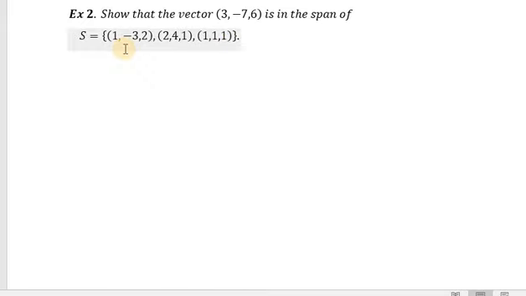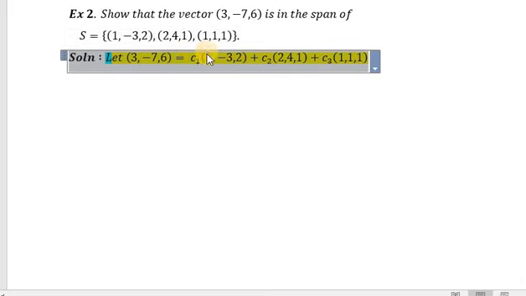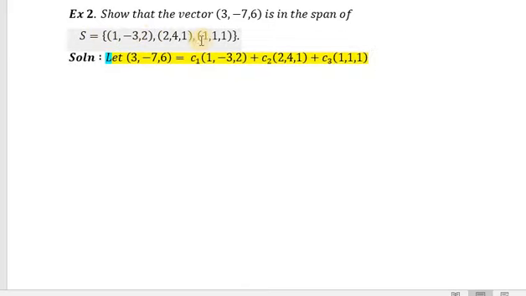To show that it belongs to the linear span of this, first we should show that it is a linear combination of these vectors. Let us consider (3, -7, 6) equal to the linear combination of these three vectors, that is C1 times (1, -3, 2) plus C2 times (2, 4, 1) plus C3 times (1, 1, 1). Now let us simplify this.